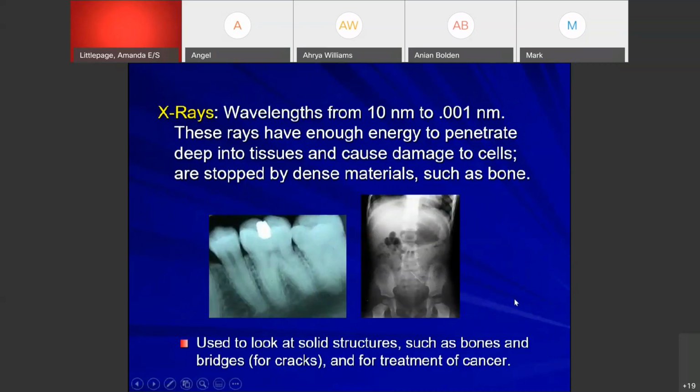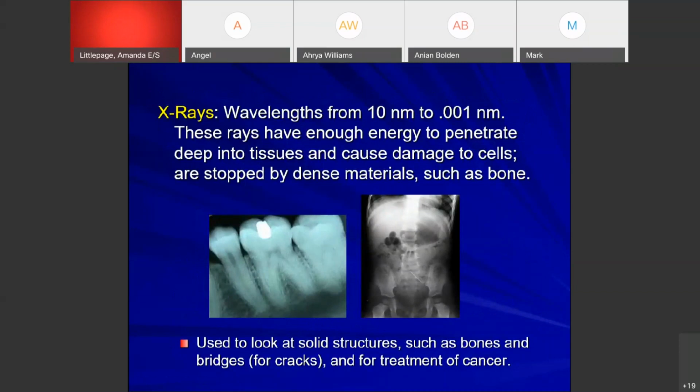All right, x-rays. I'm sure some of you have had x-rays before, whether from breaking a bone or from going to the dentist. These have very small wavelengths as well, and obviously they can penetrate into human tissues. Prolonged exposure to x-rays is not good; that can cause problems. But they do not move through dense material like bones.